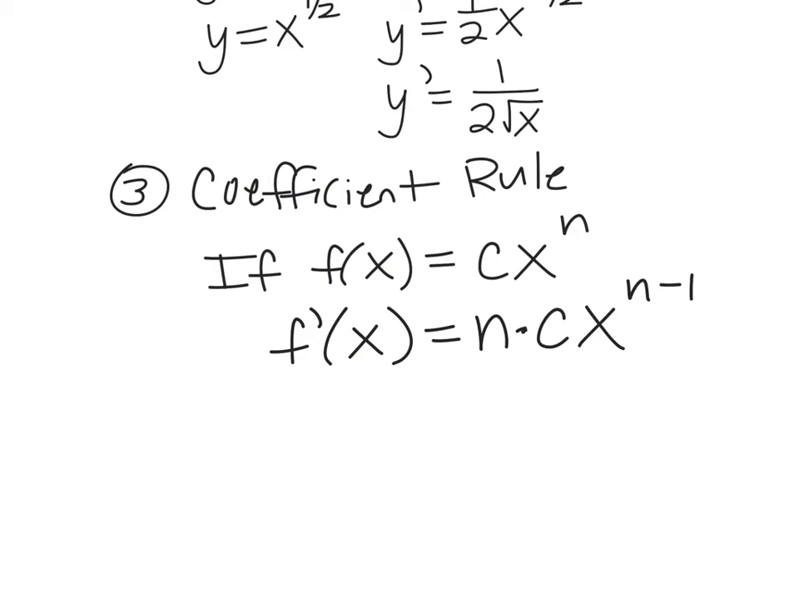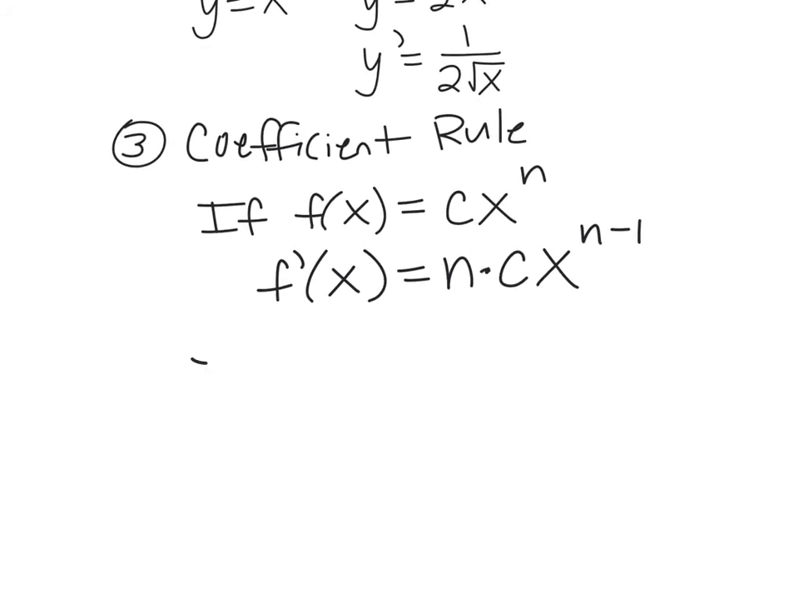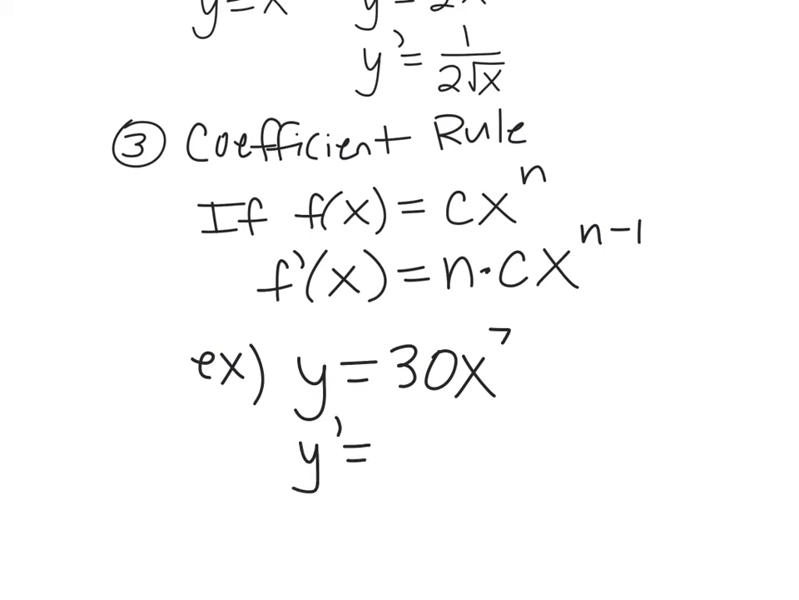So if you had something like, here's an example, y equals 30x to the 7th. Now, how would you like to find the derivative of that using the limit definition? No, I wouldn't. There's no way I would do that. So what you're going to do is take that 7, move it down to the front, multiply it times 30. What do you get? 210. And then subtract 1 off. That's it. Beautiful. Isn't that fun?